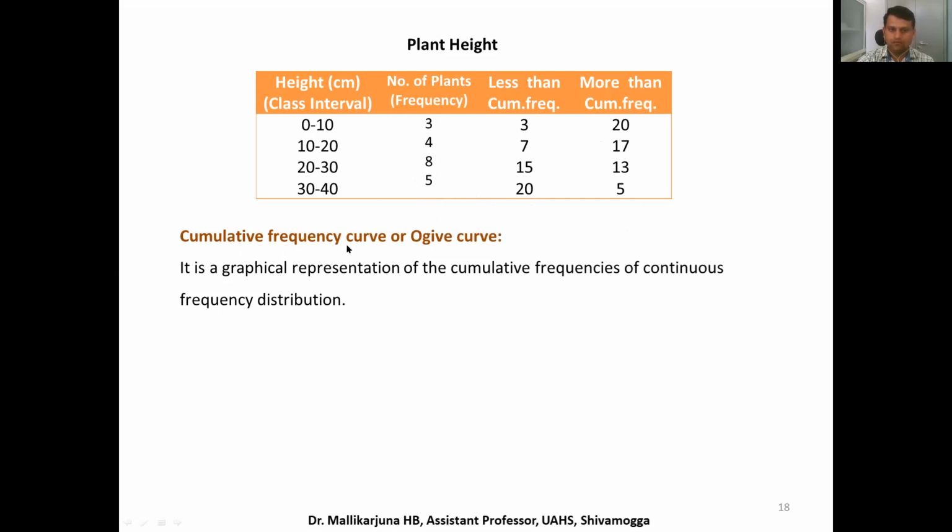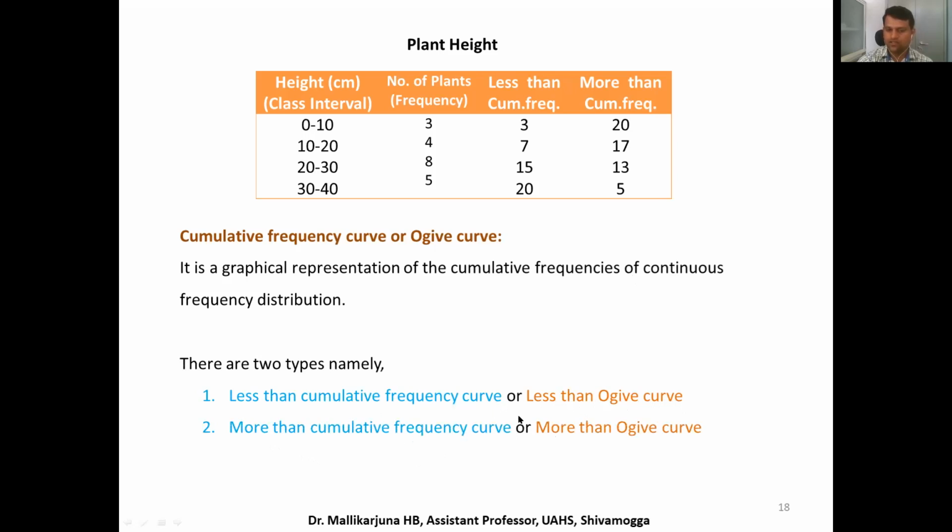From this table we can obtain the cumulative frequency curve, or ogive curve. It is a graphical representation of the cumulative frequencies of a continuous frequency distribution. There are two types: the less than cumulative frequency curve, or less than ogive, which is constructed using the first and third columns, and the more than cumulative frequency curve, which is obtained from the more than cumulative frequency.